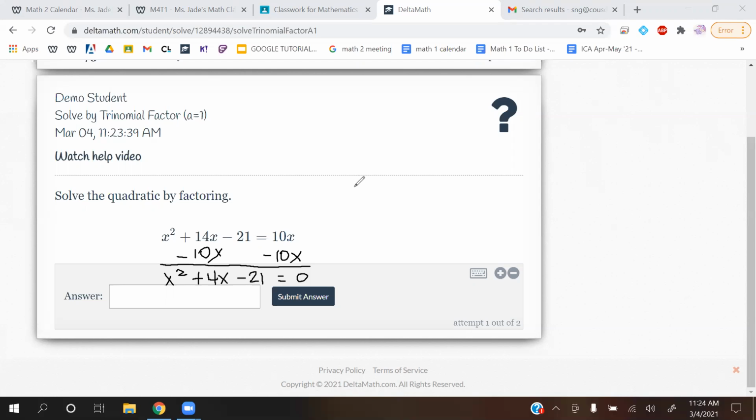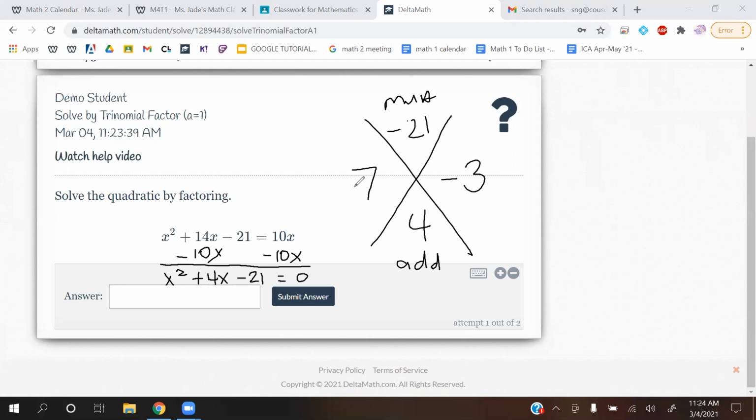Now that we set it equal to 0, you do the x factor. So I can put the negative 21 up here, and I can put the 4 over here, and I think to myself, what numbers multiply to negative 21 and add to 4? So I can think of 7 and negative 3. Let's double check. 7 times negative 3 equals negative 21. That works. 7 plus negative 3, that's the same thing as 7 minus 3. That gives us 4. That works as well.